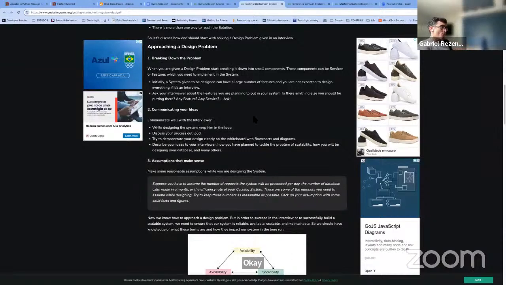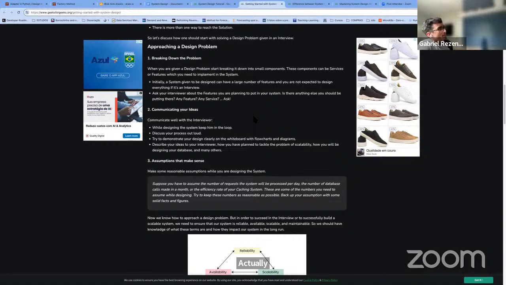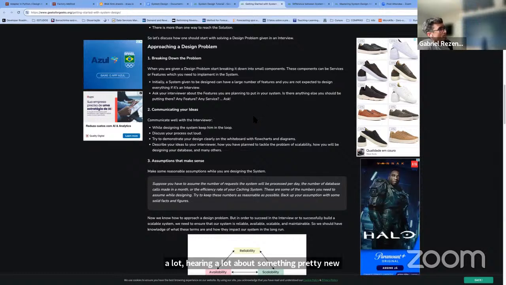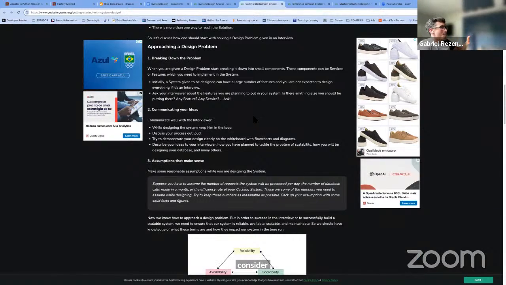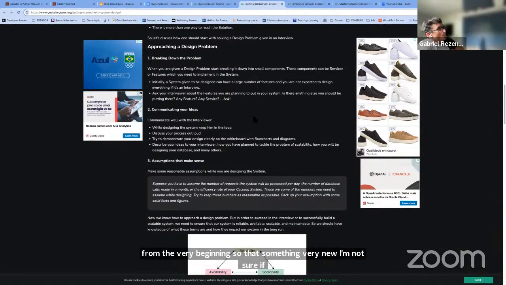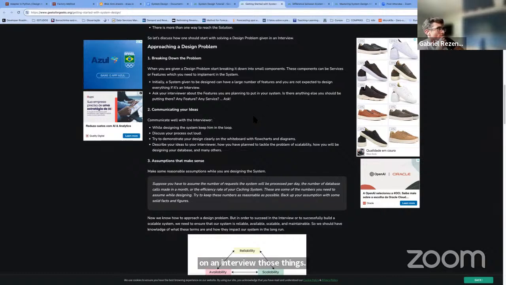I think I've been hearing a lot about something pretty new that GDPR has brought to us. There are some concepts called privacy by design and privacy by default, which state that we must consider privacy and security concerns from the very beginning of the process. So when you are eliciting your system requirements, when you're designing your architecture, when you're going through all those steps that you describe, you must consider the security and privacy aspects from the very beginning. That's something very new. I'm not sure if in an interview those things may be regarded as important, but I've seen so much talk about privacy that I think it would be important to learn.